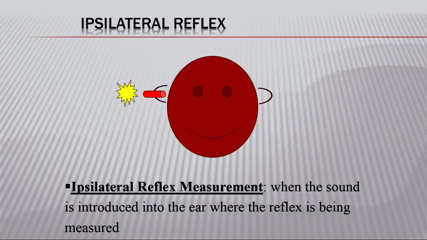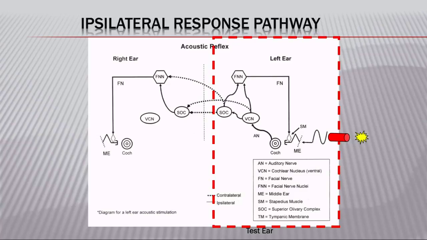The ipsilateral reflex is when the sound is introduced into the ear and the reflex is measured in that same ear. So you put the sound in the left ear, and the probe measuring the reflex is also in the left ear. So here we have the sound via the little yellow explosion, and the probe, the red probe, are both in the same ear. So you're just measuring this ipsilateral pathway here. You're not measuring any of the crossover to the other side of the head when you get an ipsilateral response.